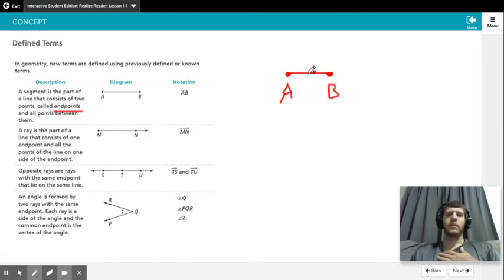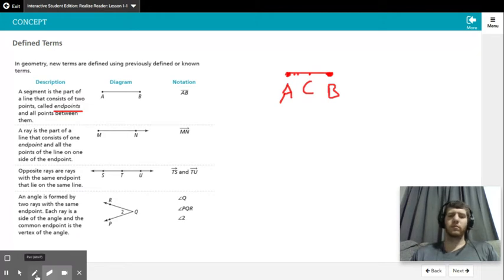And again, just like the line, even though we're taking some of those points away, a segment is still going to have an infinite amount of points, because we can still put a point between each of these. We can still put a point C here. We can still put a point D here. And we can still go in between 2 other points and put another point. So the segment still has an infinite amount of points, just like the line does. It just doesn't go on forever in 2 opposite directions.